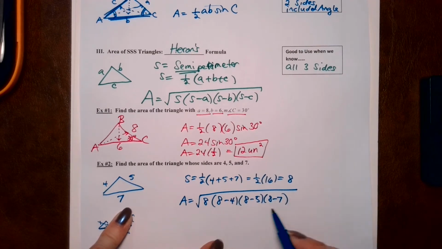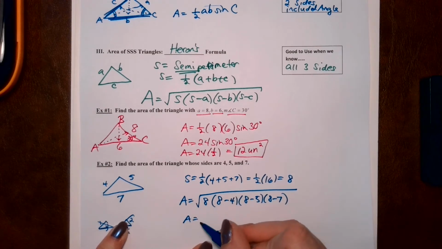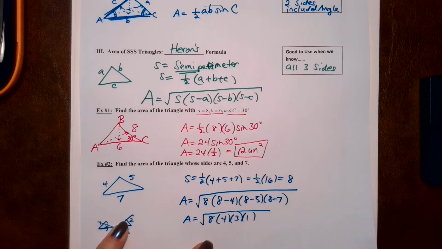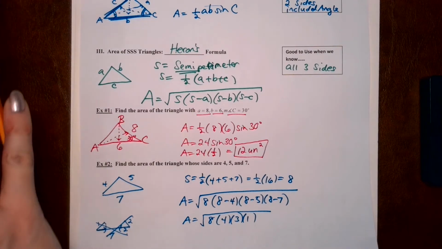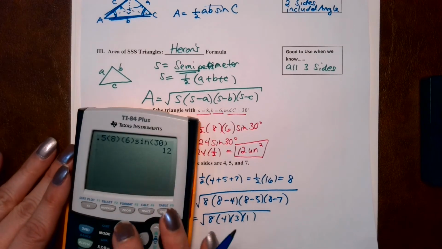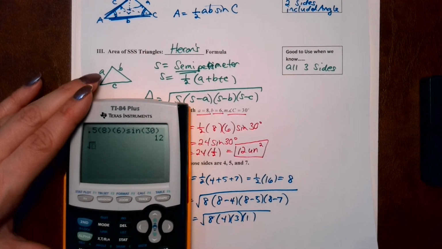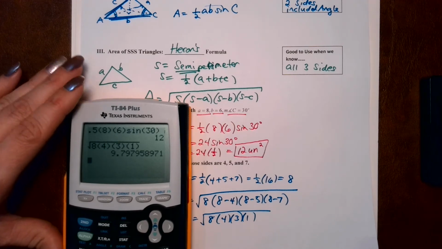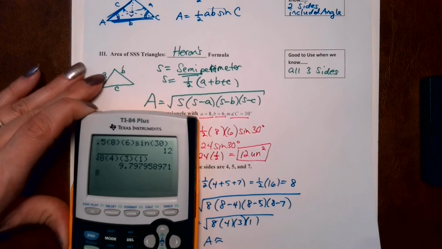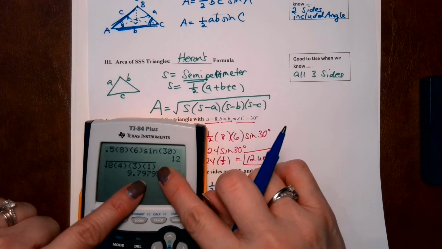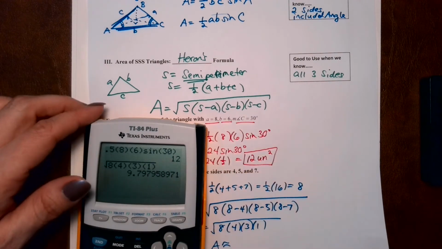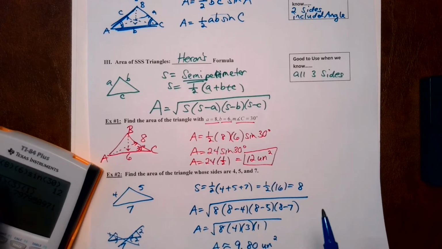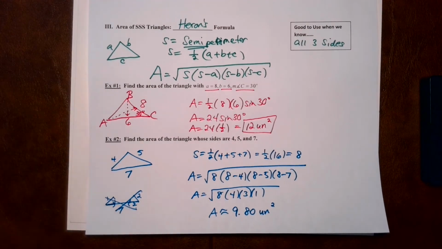Okay. You could type this in just as is, or you can clean it up by hand a little bit, since these are all nice numbers. 4 times 3 times 1. Okay. Maybe I'll type it in now. So we have the square root of 8 times 4 times 3 times 1. Okay. And the area is approximately, let's do some nice rounding here. Since that's a big number, we're going to round it up to 9.80 units squared.